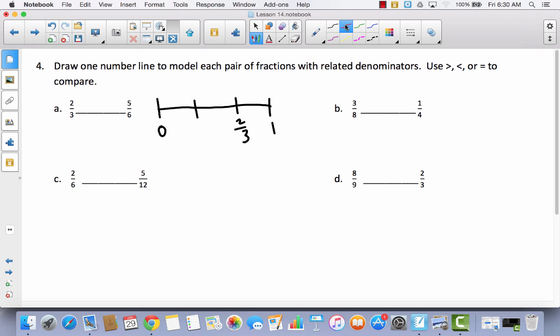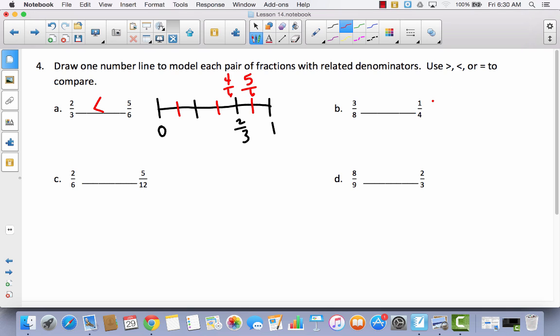So if I take my number line and I decompose it into half like this, now I have 1, 2, 3, 4, 5, 6 parts. So this would be 5/6. 1/6, 2/6, 3/6, 4/6, 5/6. So which one is greater? 2/3 is less than 5/6. But if you notice, 2/3 is also 1, 2, 3, 4 sixths. So we could have compared it like that too.